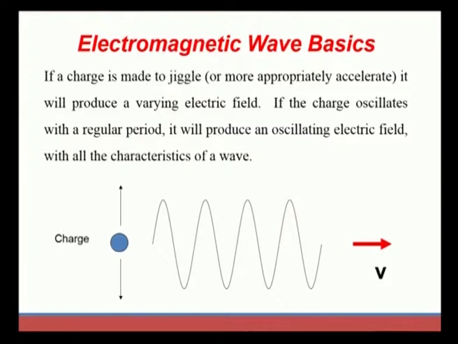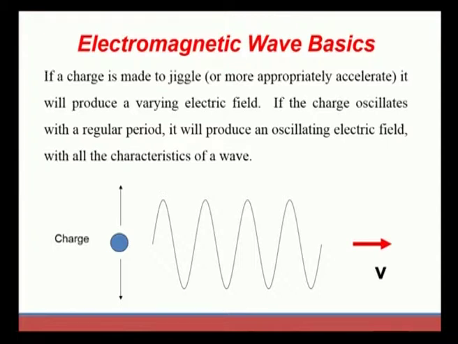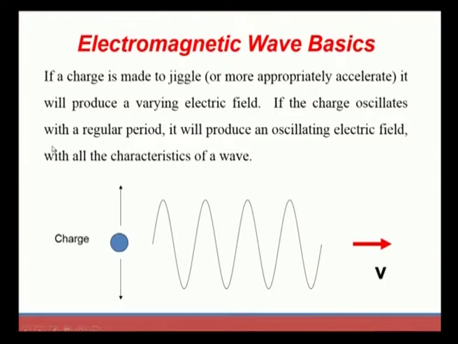Next, we need to know about electromagnetic wave basics, because so far we discussed the electric field as well as the magnetic field. Now, the combination of this knowledge will help us understand the electromagnetic wave nature. If a charge is made to jiggle or oscillate, it will produce a varying electric field. The varying electric field is produced when a charge is accelerated with some force. Whenever a force is exerted on a charge, it will move in that direction. This helps to produce a varying electric field.